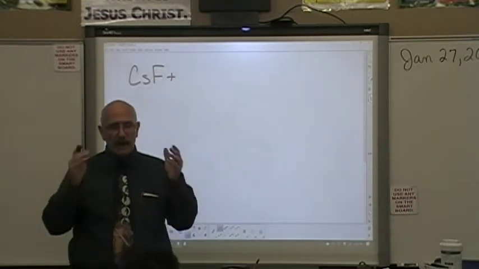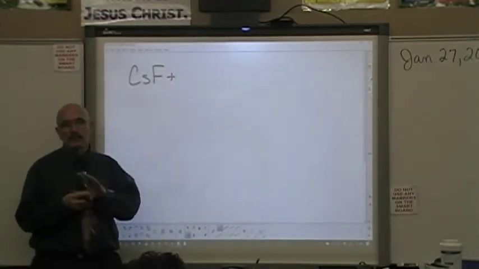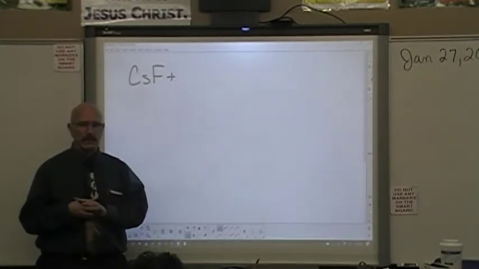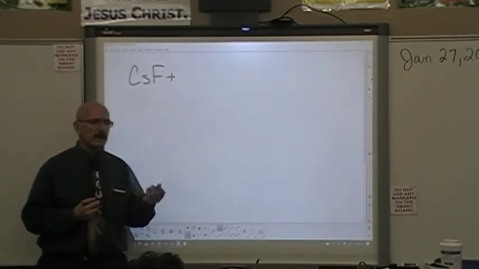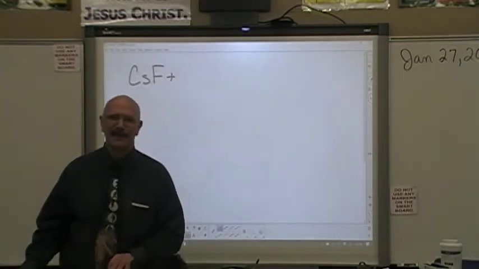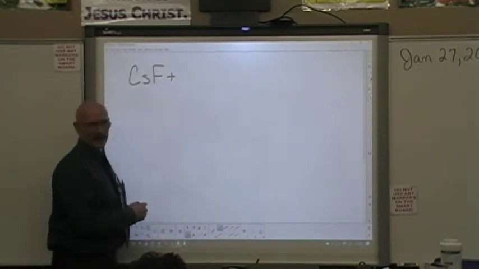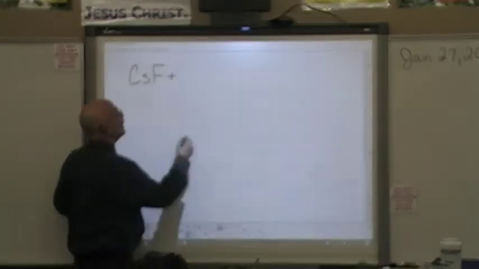I didn't teach you how to do this, so don't worry about it, but if you tried to draw a picture of this, I didn't show you how. It's a different shape. It's not your tetrahedron, it's not your bent, it's not your trigonal pyramid, it's something different. I think this one is an octagonal pyramid. Okay, but it's weird.